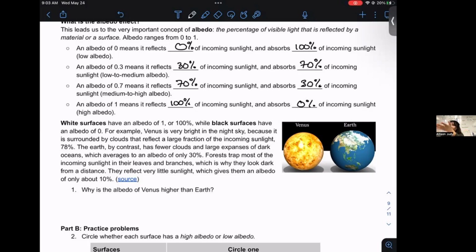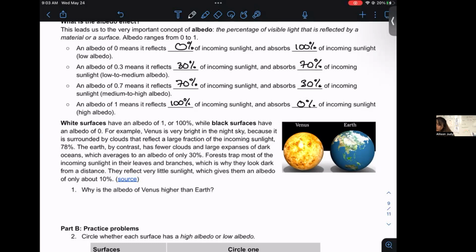You will still die if hail comes. Like it's not protecting you. If a meteorite comes, the cloud is not going to save you. Okay? But this is why. So the Earth, by contrast, has fewer clouds and large expanses of dark ocean. Ocean is a huge absorbent. Ocean is low albedo. Low albedo. Okay.